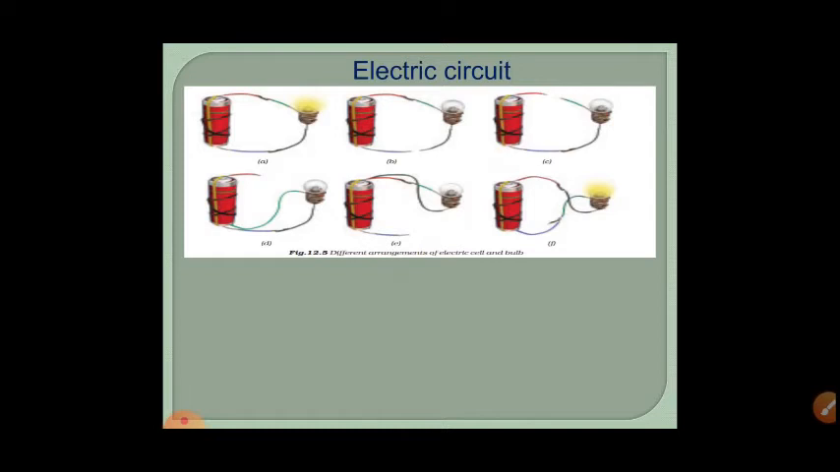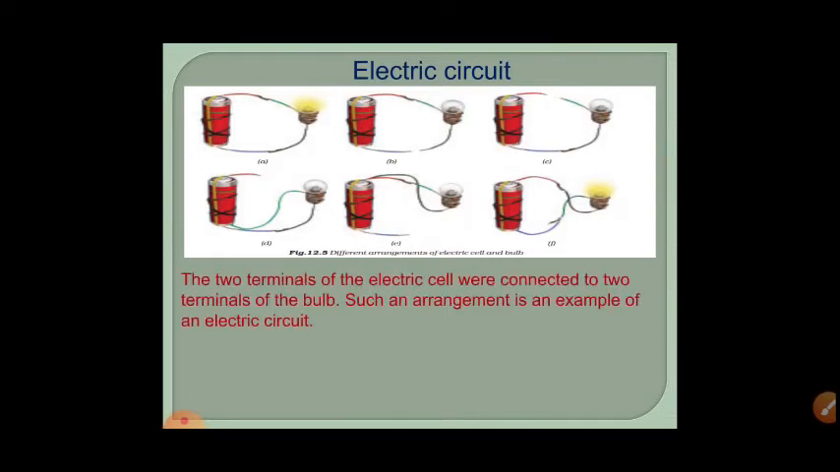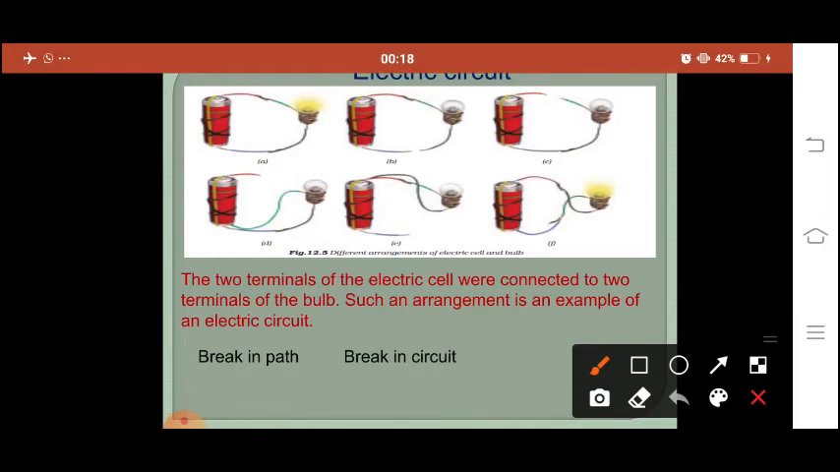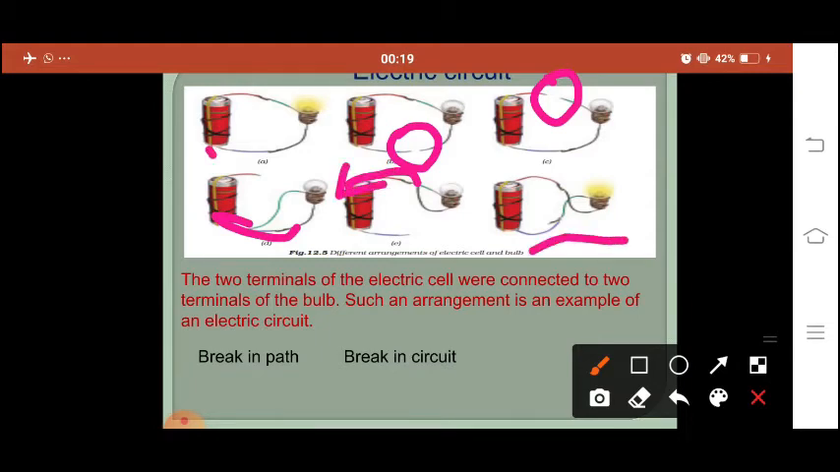Second one, if you observe, what is happening? If you observe here, it is not connected, it is broken. Third one also, it is not connected. Fourth one, you can see both the wires are connected to the one terminal. Fifth one also similarly one terminal, and sixth. So these two are the complete, proper circuit.